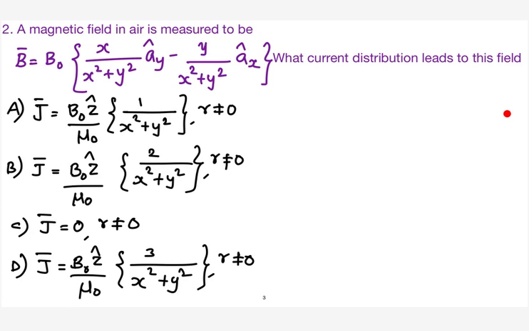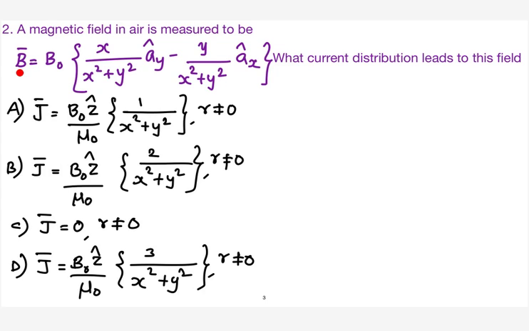See this question. There is a magnetic field in free space that is measured to be, he has given some equation. So what current distribution leads to this field? If you see the options, all the options are given in terms of current density. And how to find the current density when you know the magnetic flux density? Can anybody say the approach?